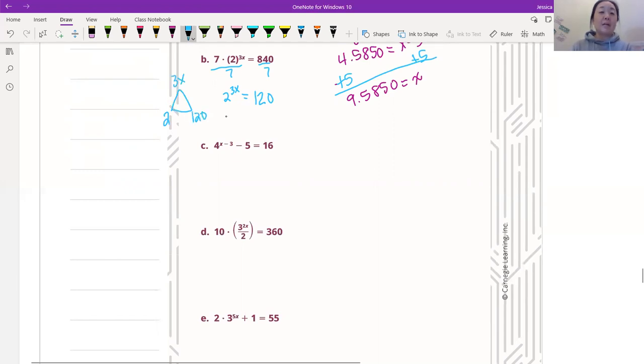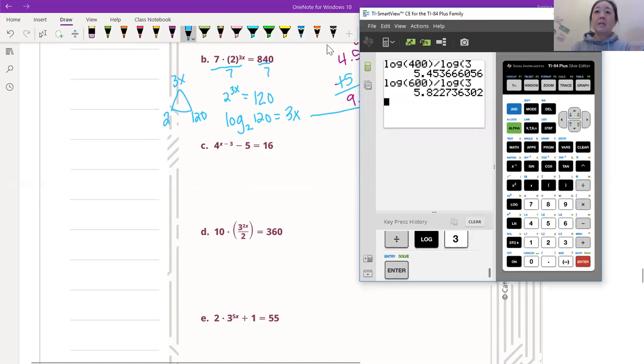And what do we get? Log base 2 of 120 is equal to 3x, just like that. And we know that this is equal to, I'm just going to put this over here, log of 120, change of base, right? Log of 2 is equal to 3x. So where's my calculator?